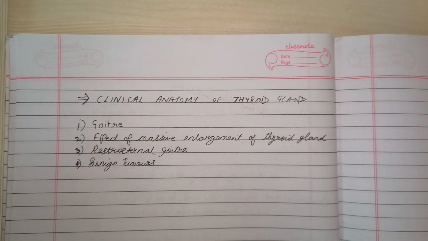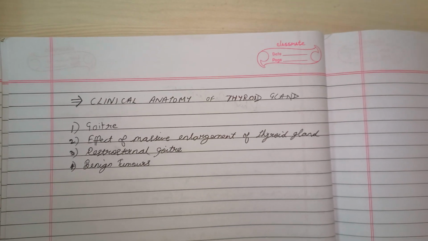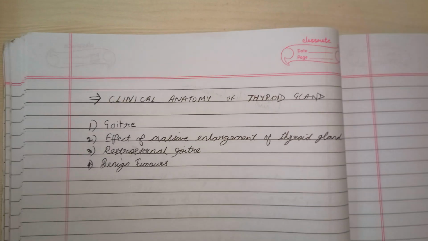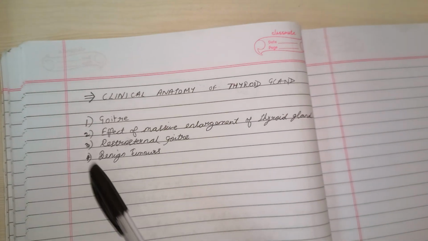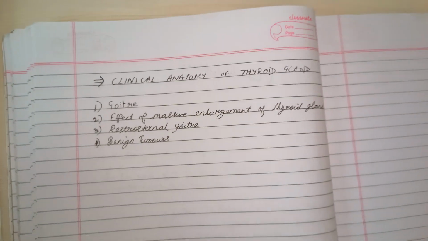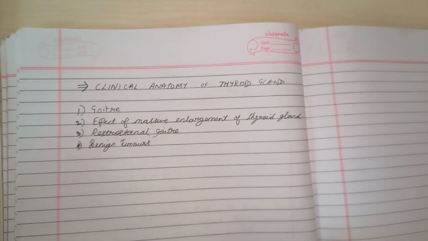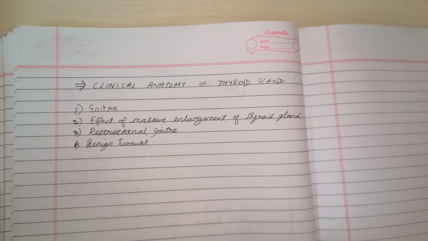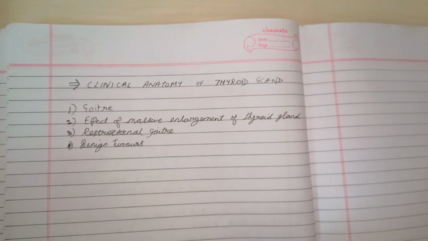So in this video we will be discussing the clinical anatomy of the thyroid gland. The subheadings under this topic are: first of all, goiter, then the effect of massive enlargement of the thyroid gland, then retrosternal goiter, which is a type of goiter only, and the benign tumor. Also we'll be looking at smaller points, such as why it moves during deglutition and what the 3Ds of the characteristic pressure symptoms are. Okay, so let's get started.